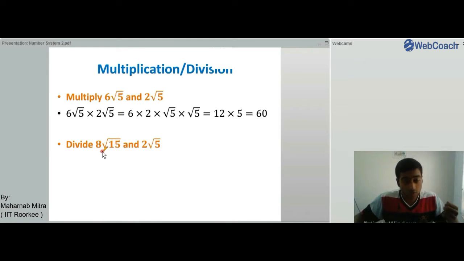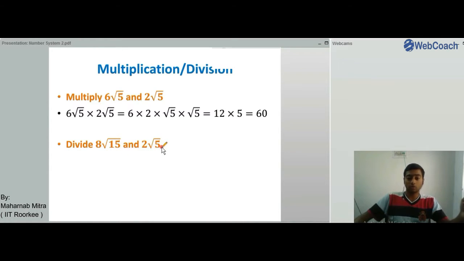Like, let's take an example. If we are asked to do 8 root 15 divided by 2 root 5, you can see the numbers inside the square roots are not the same. And whenever you see a number lesser than the earlier one under the square root, like here it is 5, which is less than 15, it should come to your mind that square root of 15 can be broken down into square root of 5 times square root of 3, right?